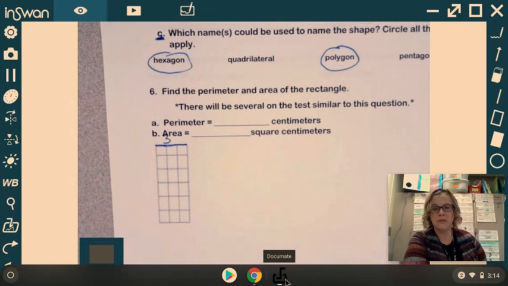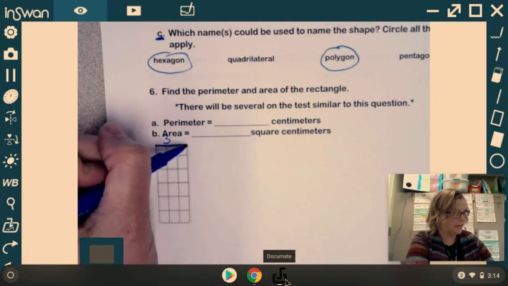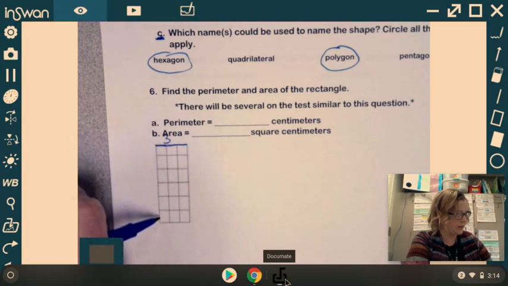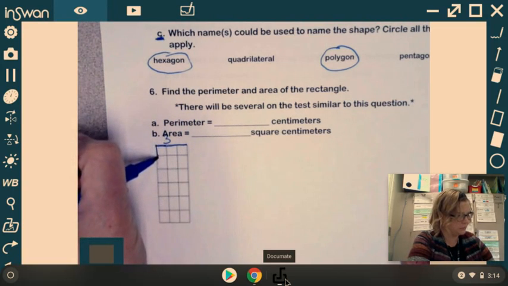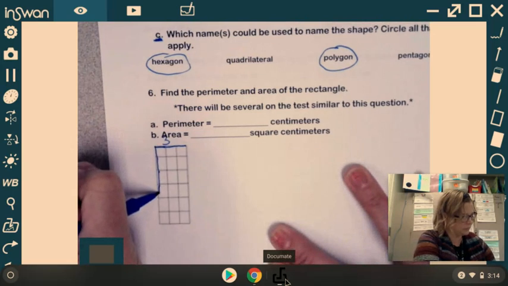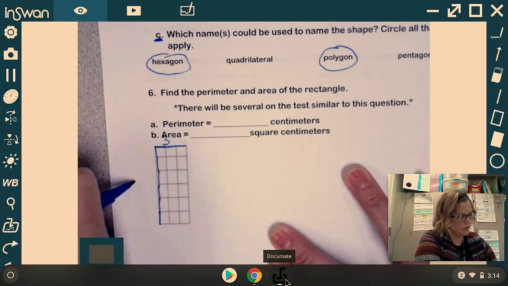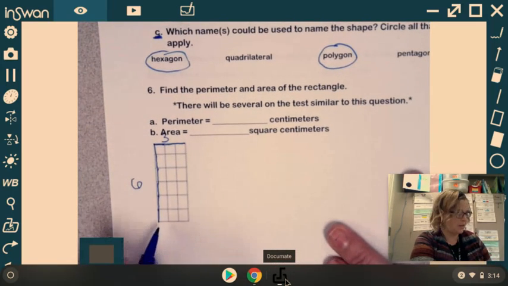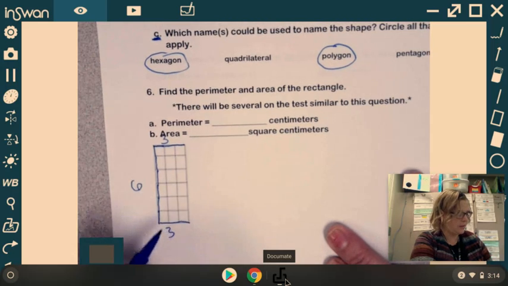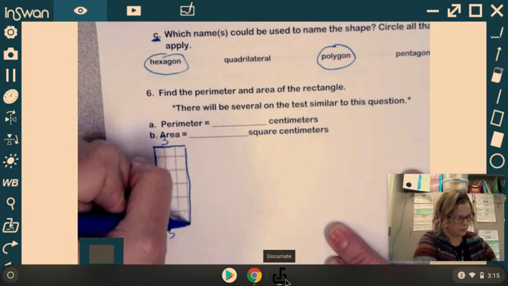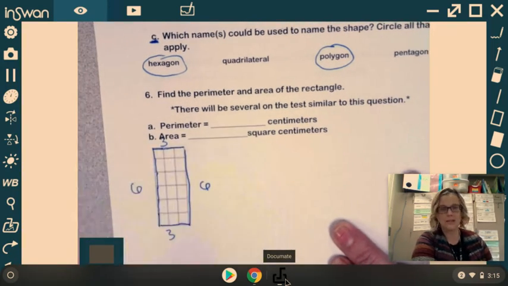So let's go ahead and find the perimeter. What is the left side going to be? How long will that measure? You should have said 6. So that means that the bottom will be 3 and the right will be 3. Or will be 6, sorry.